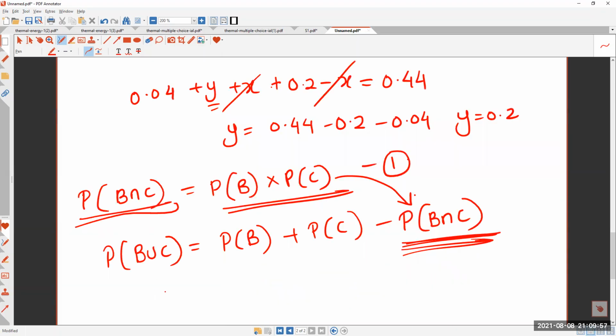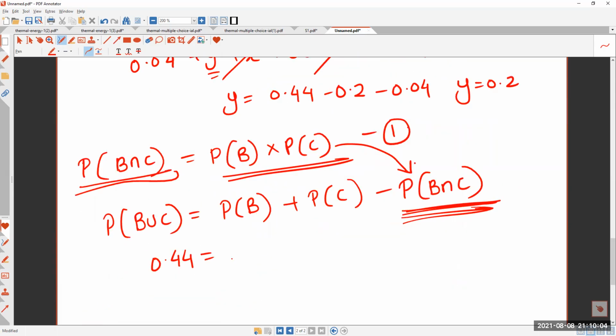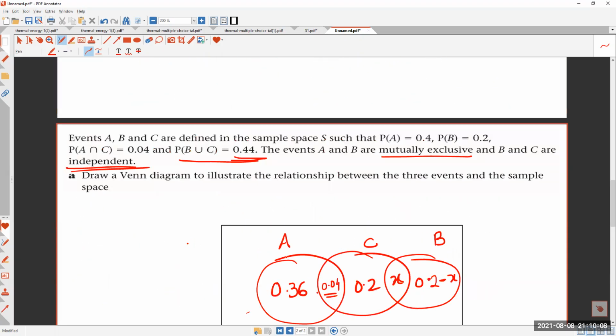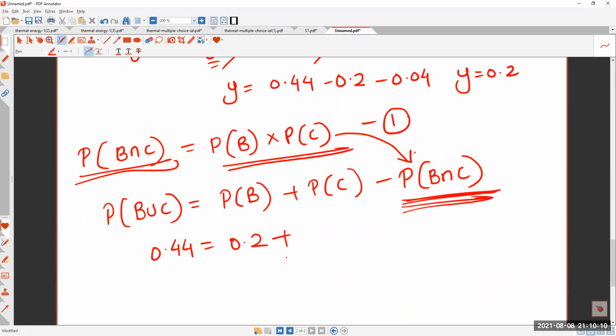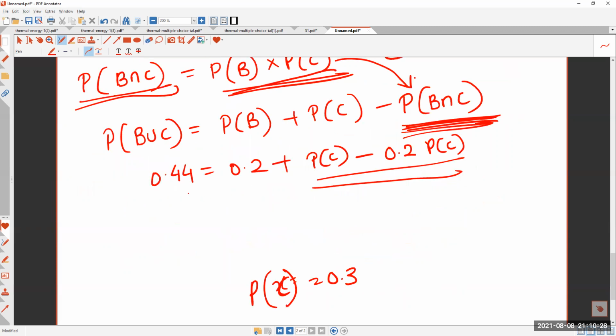So let me write 0.44 equals to, what is PB? What is the PB that is given to me? 0.2. So let me write 0.2 plus, what is the value of PC they gave us? PC is not given to me, so let PC be PC only. Probability of C minus probability of B into C. B into C, here we are supposed to write this, right? So probability of B is how much? 0.2 into C, which is PC only. These two we can subtract because both are PC. And this 0.2 I can bring it here.